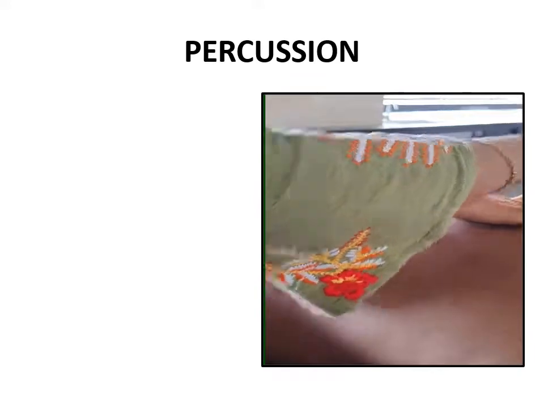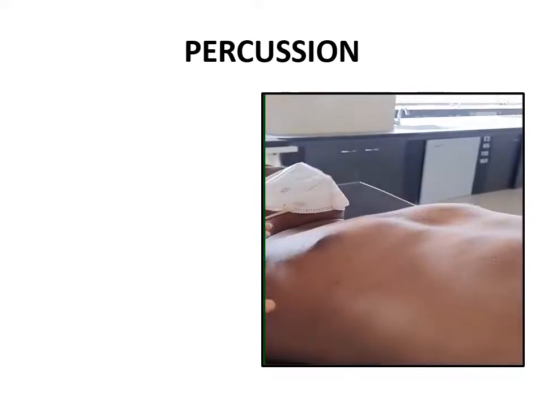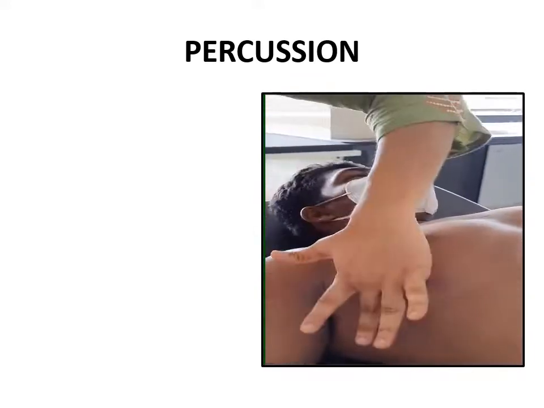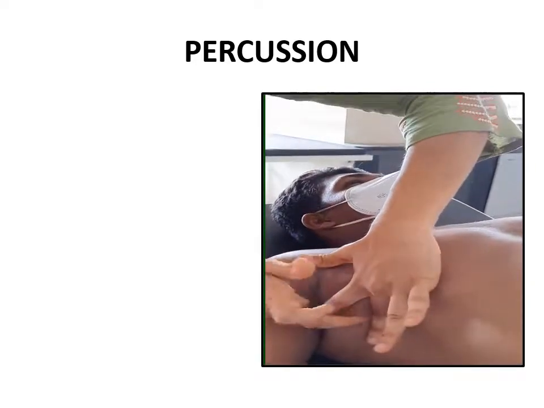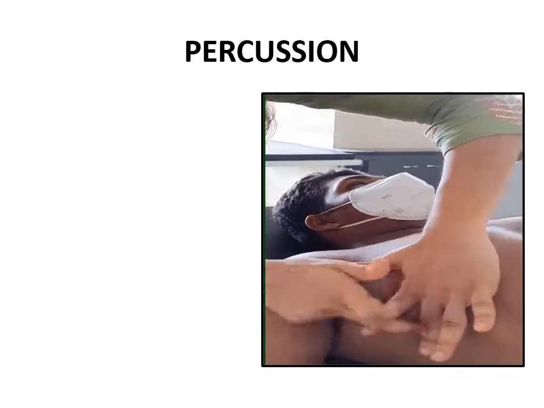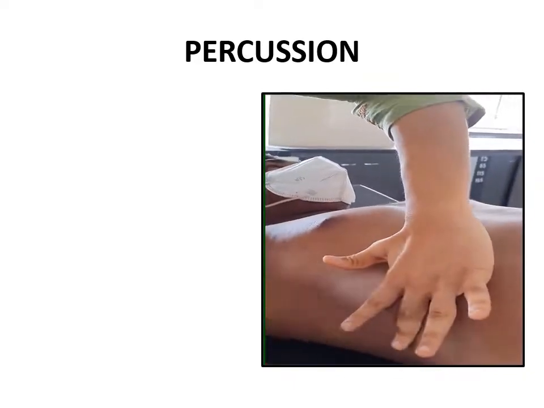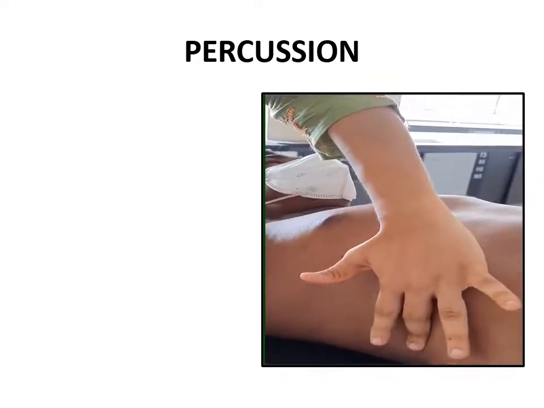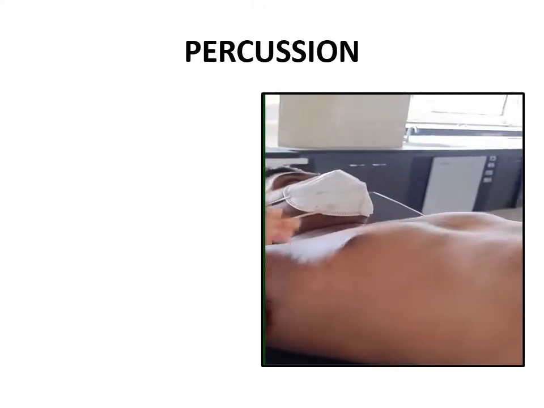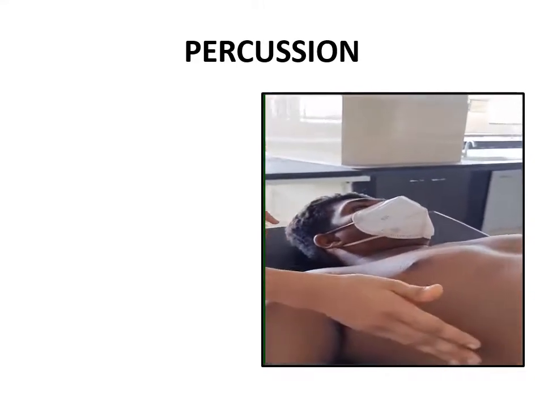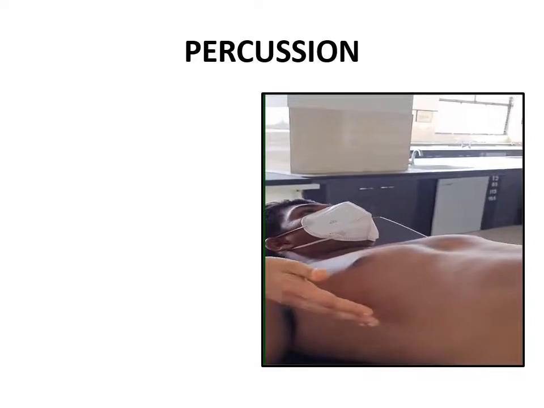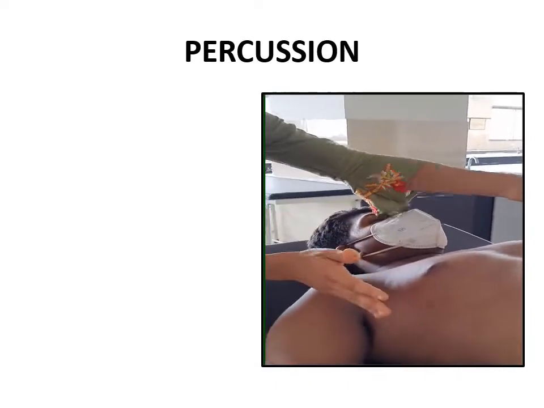I got dullness. Okay, so now I'll do on the mid axillary line on the fourth intercostal space. Fourth, then here fifth, then sixth, then seventh. On the eighth, I am getting dullness. So done mid clavicular and mid axillary. Even in mid axillary, we have to do it simultaneously.